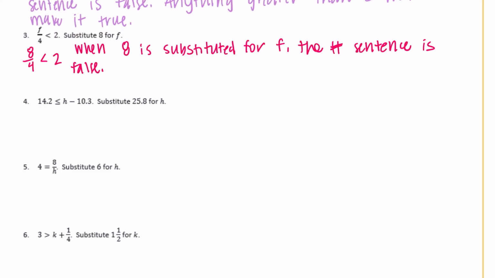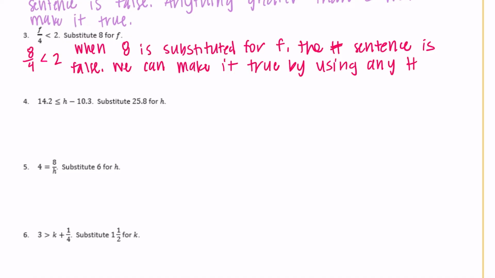So we could make it true. So since it's false, they want to know how we can make it true. Well, we could make it anything less than 8, because 8/4 is 2, which is not less than 2, but if we made it 7/4 or 6/4 or 5/4, it would be less than 2. We can make it true by using any number less than 8.